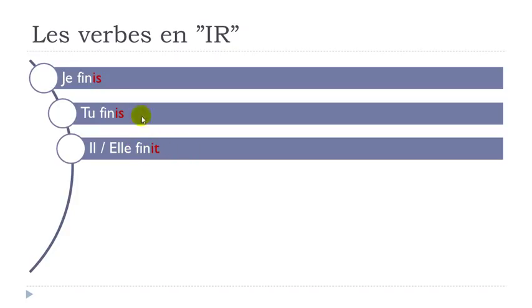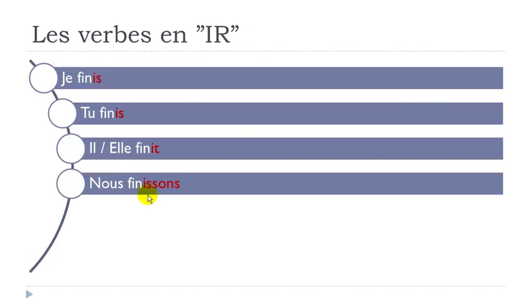So, je finis, tu finis, il finit. Phonetically, it's exactly the same form for these persons. Okay? So it's quite good if you want only to talk and not to write. So just focus on this fini form. You know that it's for je, tu, and il, elle. Okay? But then for nous, have a look. Nous finissons, I-S-S-O-N-S. Finissons. Okay, final S, not pronounced.